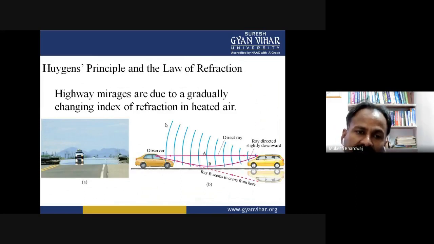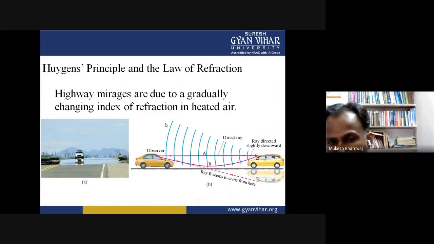Why are mirages seen by us on sunny hot days? Highway mirages are due to gradually changing index of refraction in heated air. So a mirage appears to be seen just due to the gradually changing index of refraction.